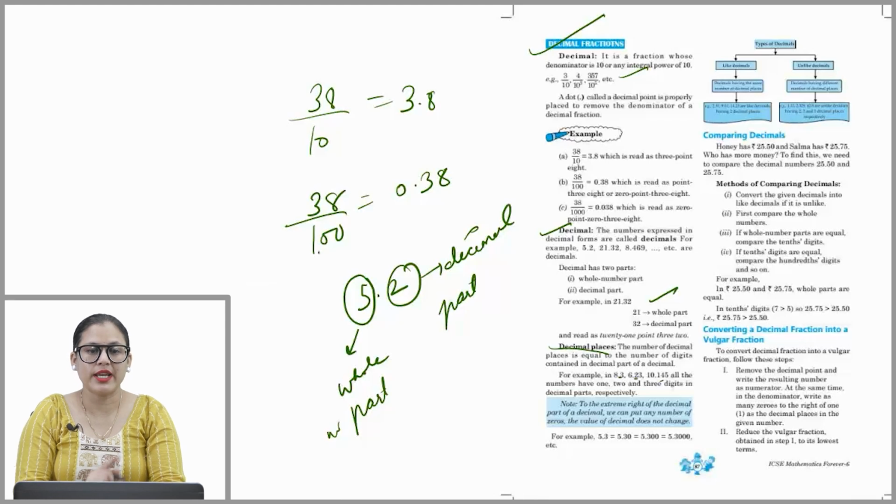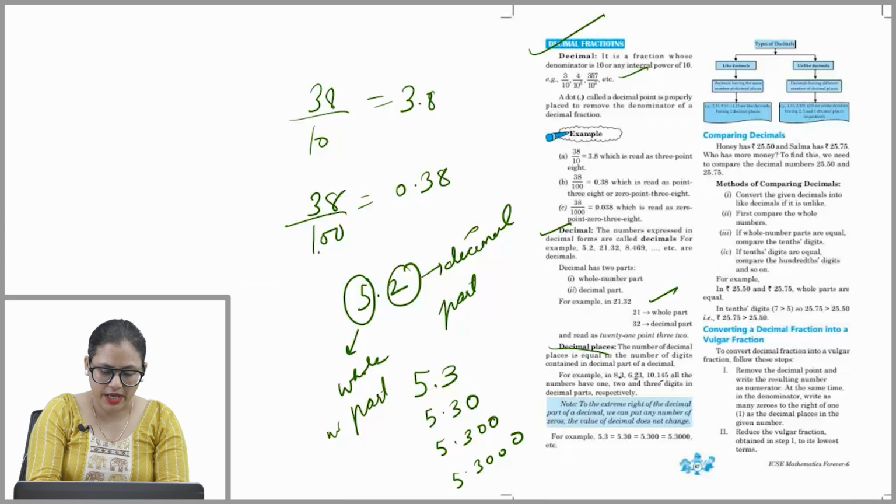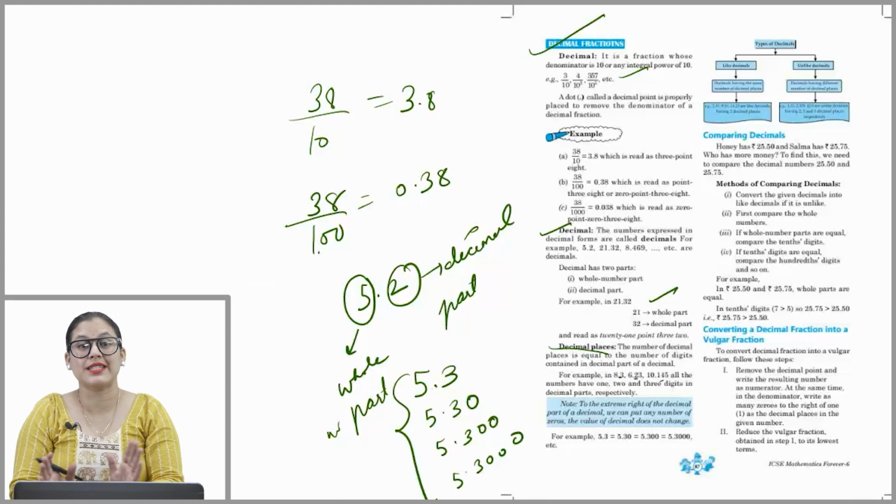Okay, to the extreme right of the decimal part of a decimal we can put any number of zeros. Okay, the value of the decimal does not change, means to 5.3 you can add one more zero, so it is 5.30. You can add 2 zeros or you can add 3 zeros. The value of these decimals is the same.